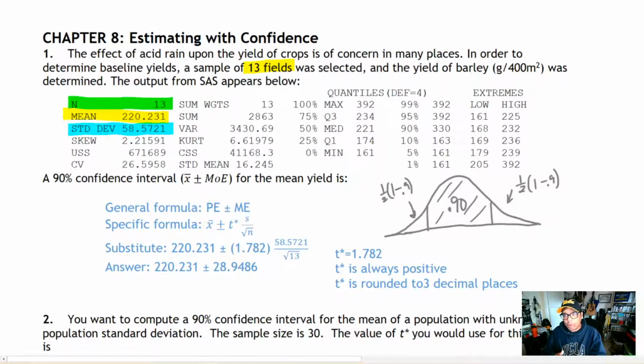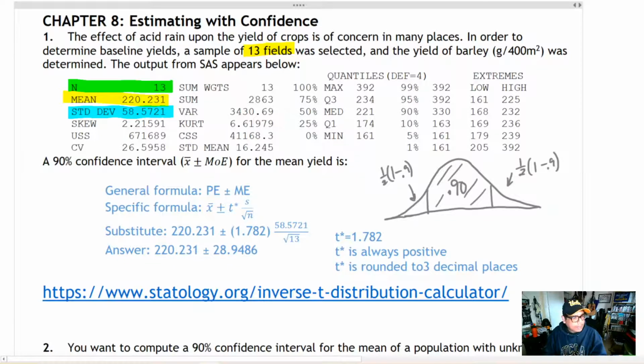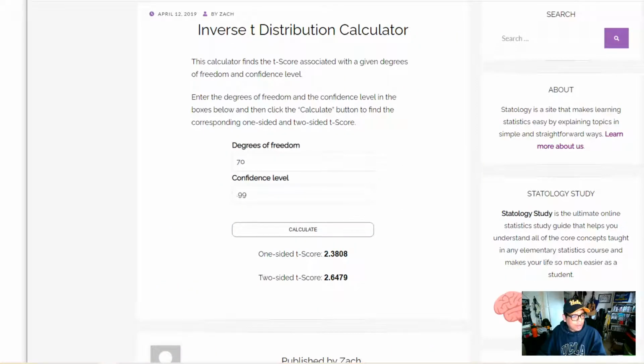Now another way that you might choose to get that t star is to use a web app. The one that I'm going to use is the Statology Inverse T Distribution Calculator. Let's go over to that real quick. For this, you just have to enter in a degree of freedom. I think we are at 12.